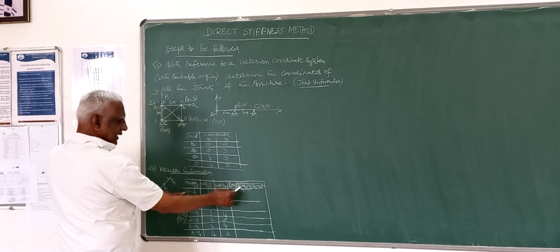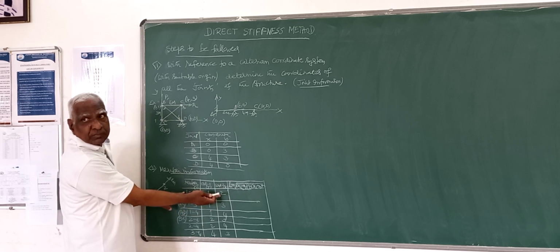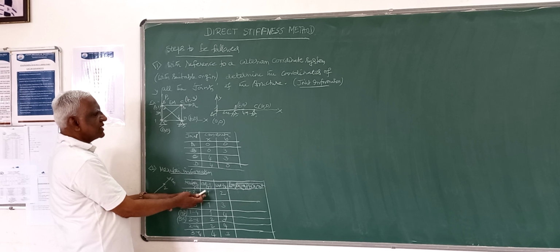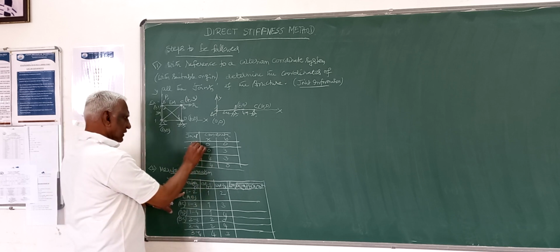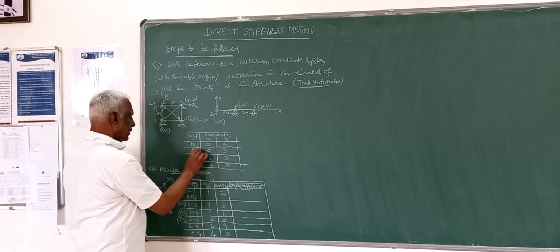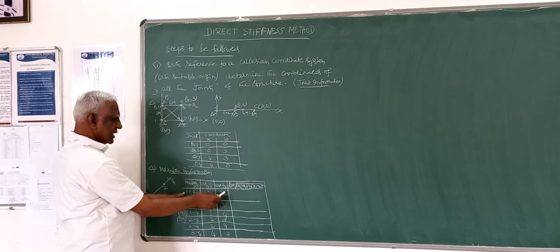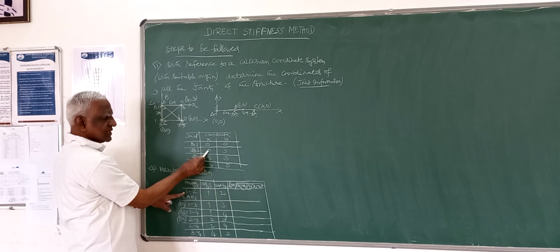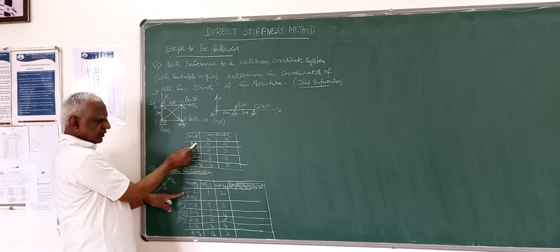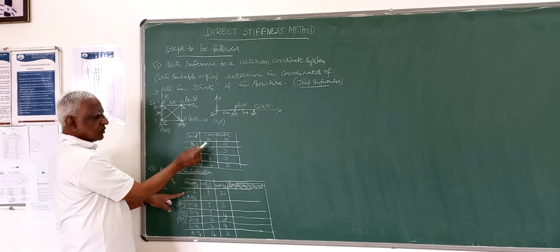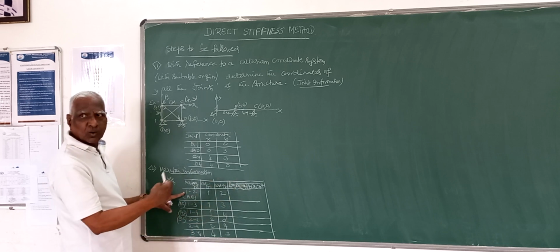So xk means the x coordinate of joint 2, that is x2 minus x1. How do we find these? The coordinates are 1, 2, 3, 4. X2 is this, x1 is this. This is the second joint, first joint. The x coordinate is 0 minus 0, it is 0 minus 0 whole square.